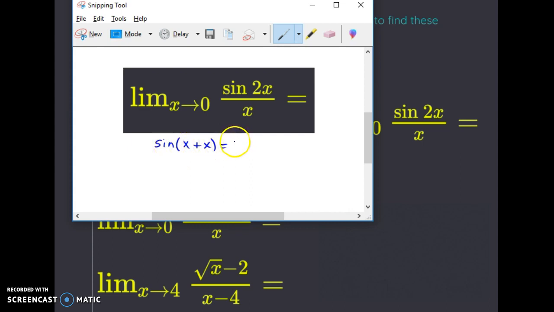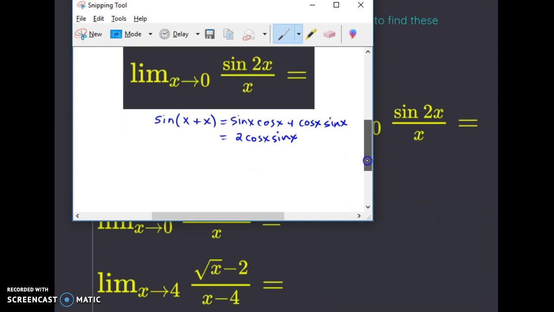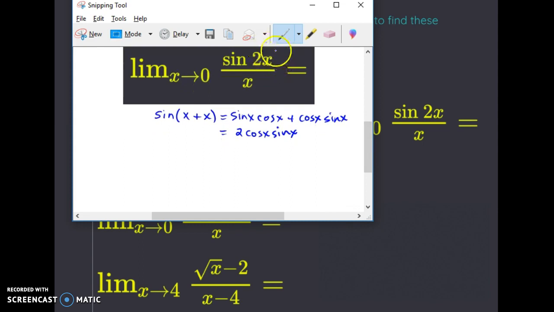So sine, cosine, cosine, sine. So sine x cosine x plus cosine x sine x. Oh, now I recognize that. That is the double angle formula. It's 2 times cosine x sine x. I can never remember it, but when I see it, I recognize it. So that means that I can rewrite sine of 2x as 2 cosine x sine of x. And I'll go ahead and do that.